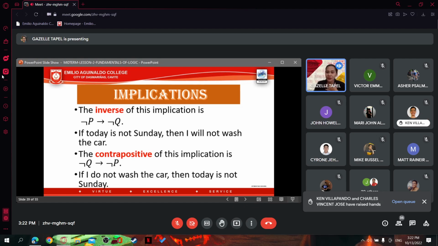So that's how you construct an inverse, contrapositive, and conditional statement. Okay, let's have this practice.